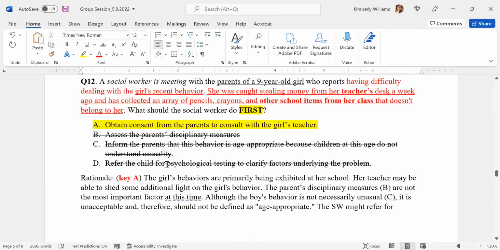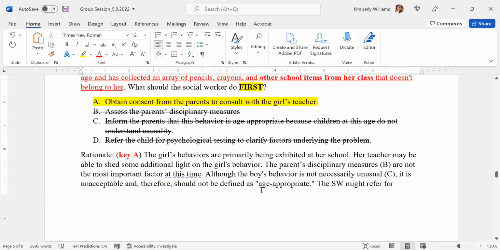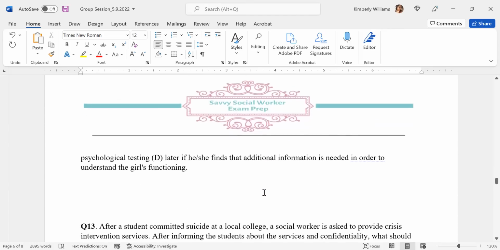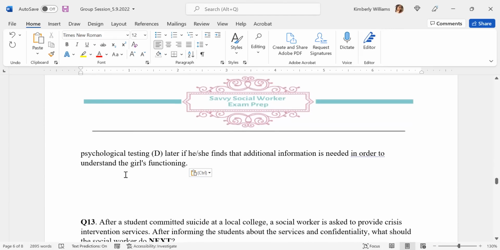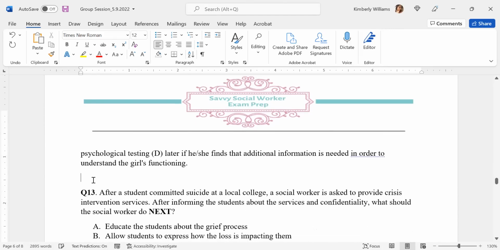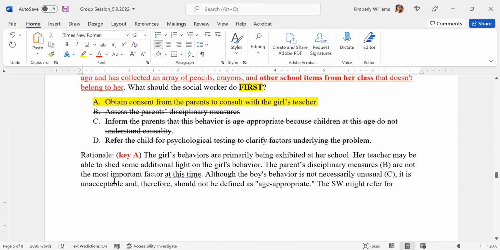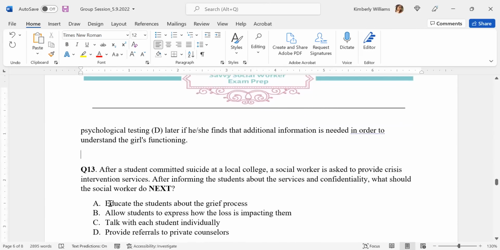Any questions about that? Let's see. The girl's behaviors are primarily being exhibited at her school. Yes, her teacher may be able to shed some additional light on her behavior. The parents' disciplinary measures, that's not important. No. Oh, sister girl. The social worker might refer her. Yeah. So let's see what the teacher has to say, because all this stuff is happening at school.